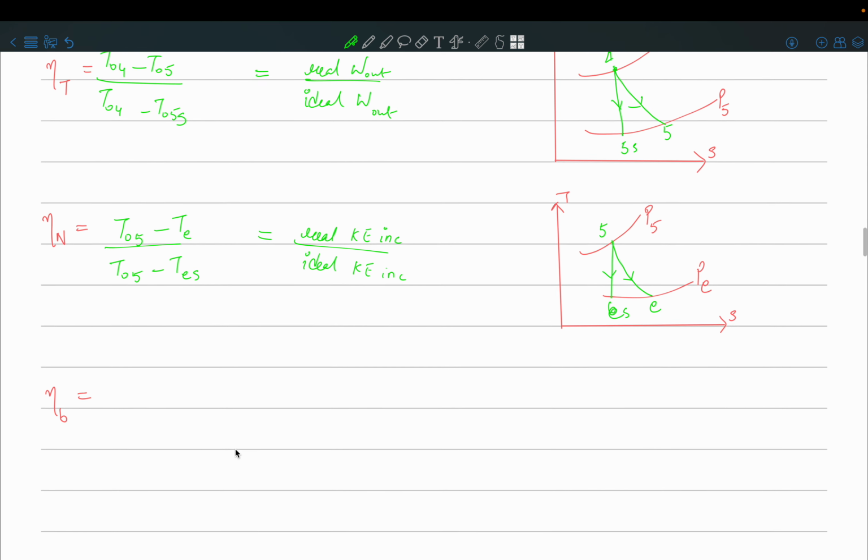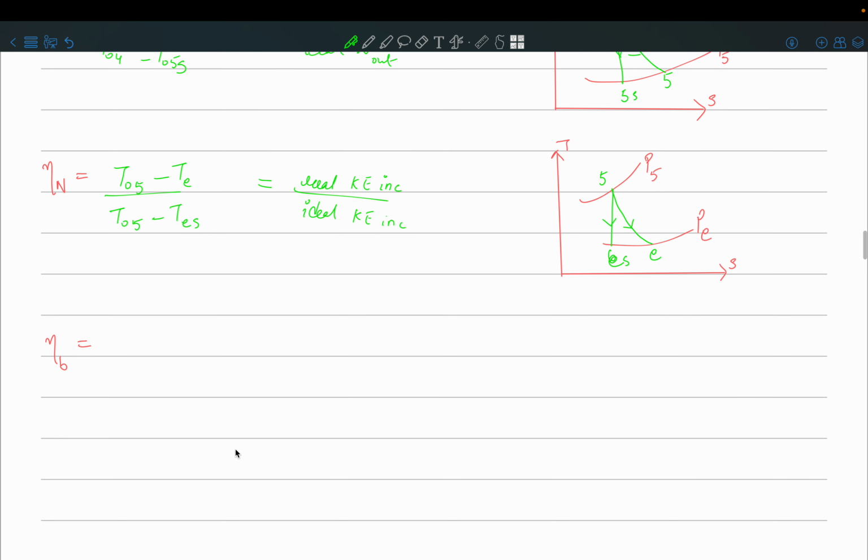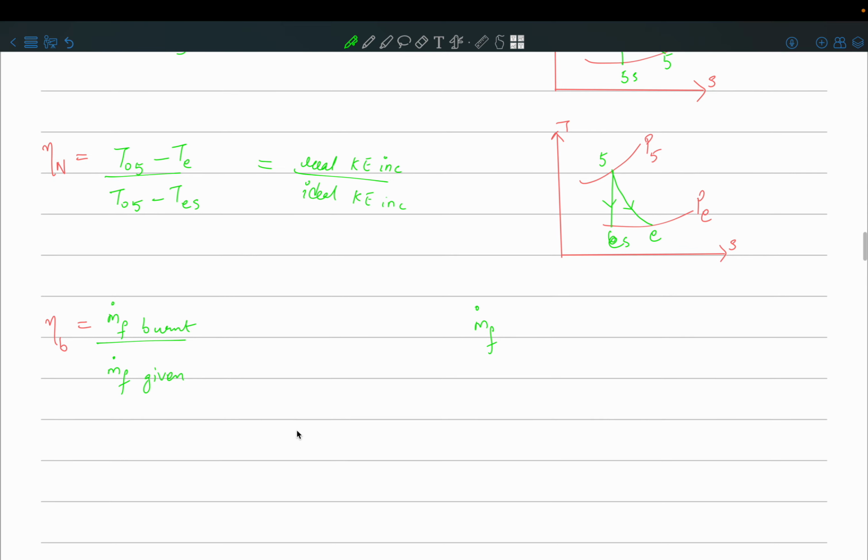Then we have one last definition, which is the burner efficiency. This is the efficiency of the combustion chamber where you are burning the fuel. So say you actually give some amount of fuel, m dot f, but the complete fuel is not going to undergo combustion. So we define the burner efficiency as m dot f which is actually burnt, divided by m dot f which was given. In an ideal situation, whatever is given to the combustion chamber will be burned. But in reality, a lesser amount is going to be burned. So that is the burner efficiency.